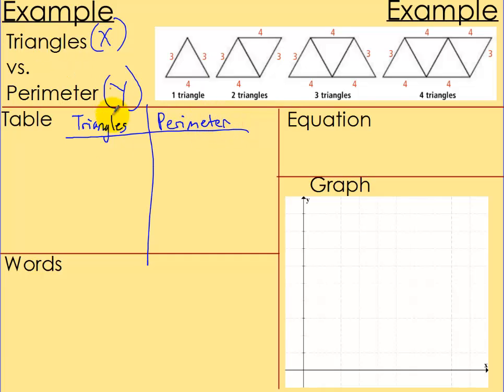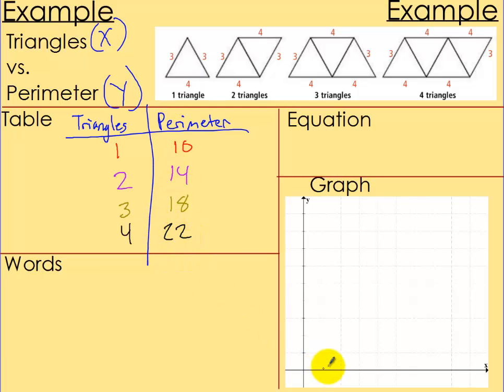So when you're graphing triangles versus perimeter, when I have one triangle, what's my total perimeter? 3 plus 3 plus 4 is going to be 10. When I have two triangles, what's my perimeter? Well, it's 3 plus 4 is 7, plus 3 is 10, plus 4 is 14. When I have three triangles, what's my perimeter? Well, it's going to be 3, 4, 7, 10, 18. And when I have four triangles, what's my perimeter? Well, 7, 11, 14, 18, 22. So there's my table.